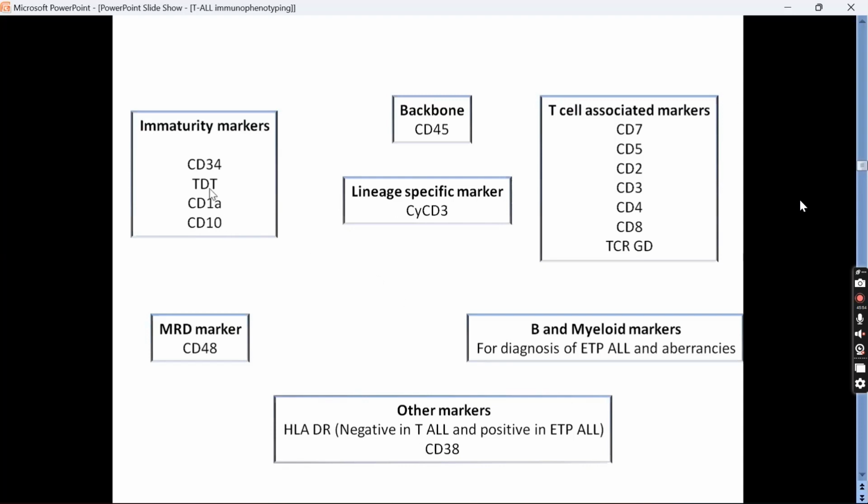Say, for example, if the blast is exhibiting TdT along with CD38, then you can take CD38 as a helping marker for immaturity when CD34 is negative. So never interpret any one marker to take it as immature. Always have a constellation. The only exception for this is CD34. When CD34 is positive, obviously it's immature. Okay, can we go ahead? Yes, thank you.